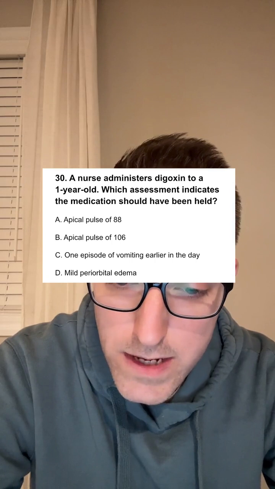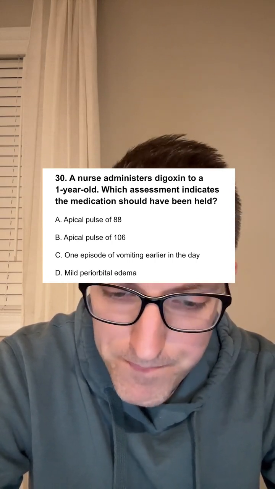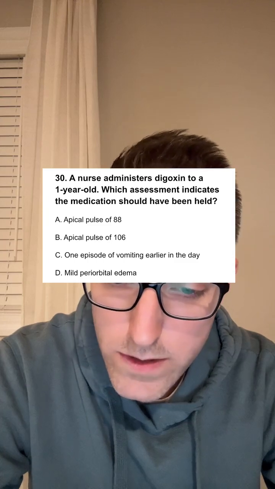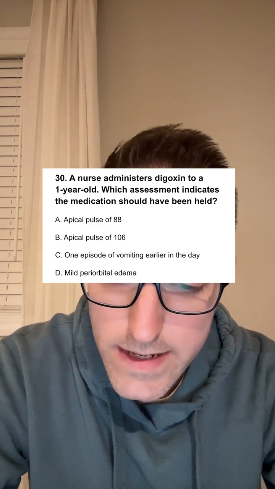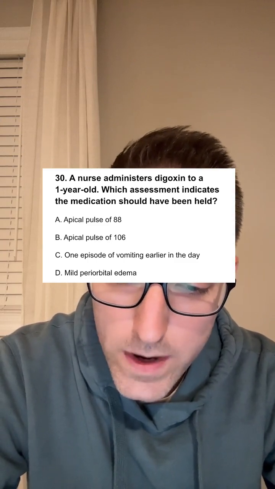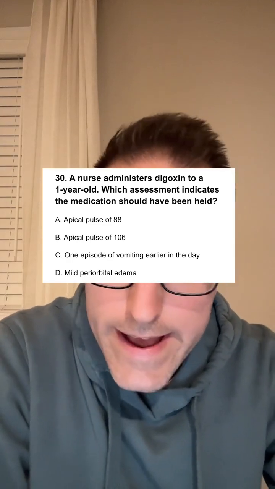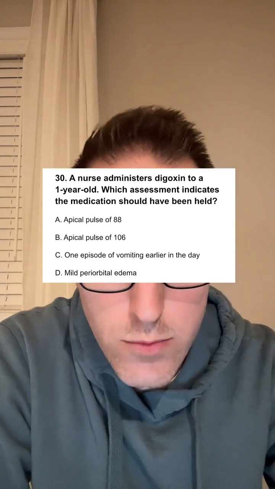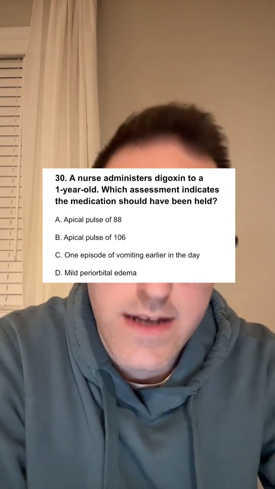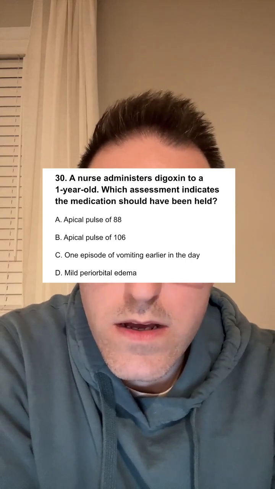B is wrong because a heart rate of 106 is normal. C is wrong. One isolated vomiting is not diagnostic here of toxicity. And it's not D. Periorbital edema is nephrotic syndrome related, not digoxin toxicity. Okay? Here we go.